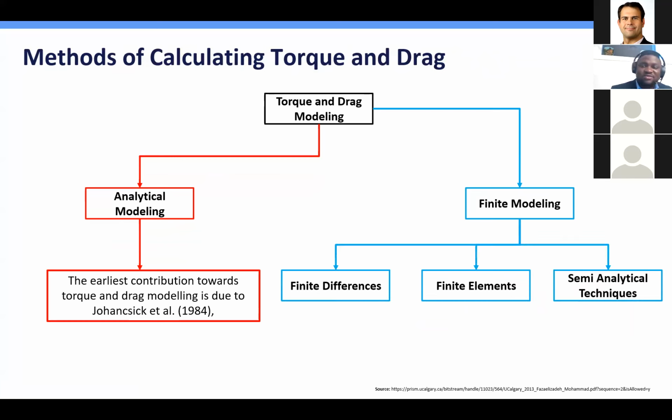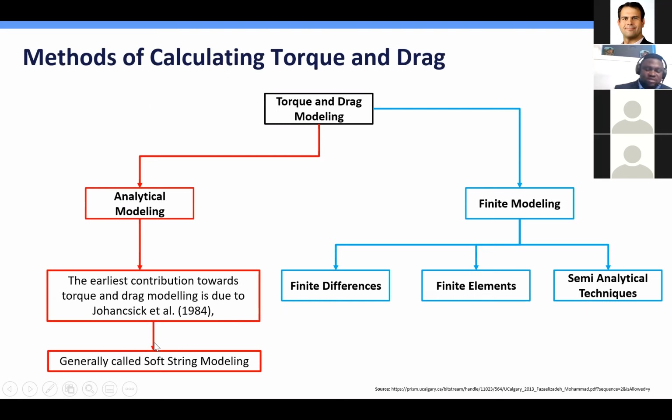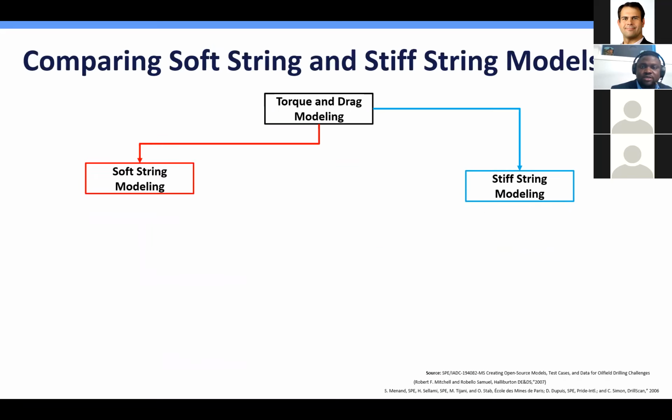So analytical modeling is all soft string models. But finite modeling is a stiff string model, where you can use finite differences, finite elements, or semi-analytical techniques. Although my supervisor says you can still do all of this in soft string, I didn't see it in my research, so I just stayed with that. So generally, stiff string covers all those different models. Instead of taking the whole drillstring and using some formulas to calculate torque and drag, as in soft string, if you break it down into different nodes, then you're looking at stiff string modeling.